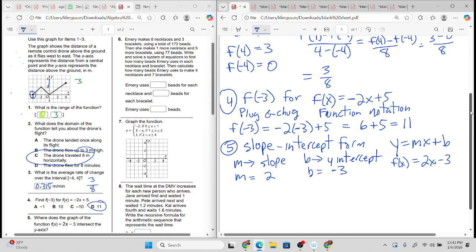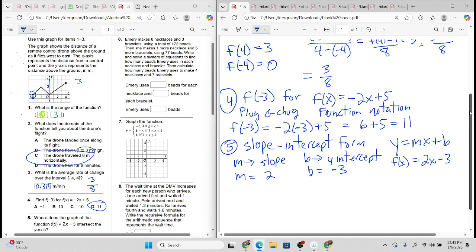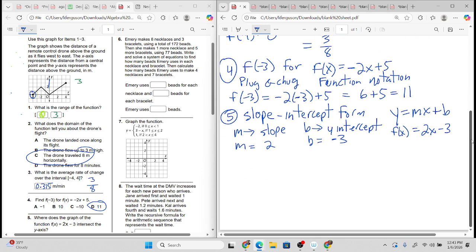All right. Let's see. How much room do I got? Yeah, I guess we can try it.